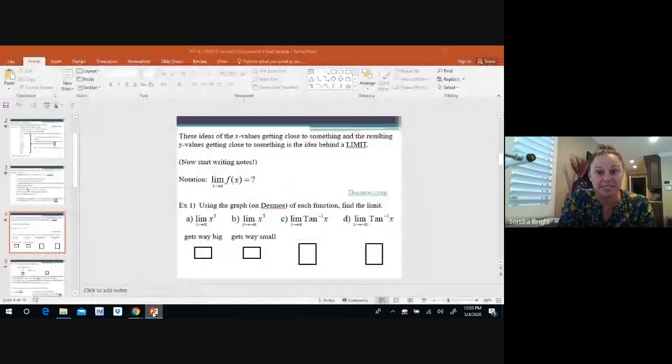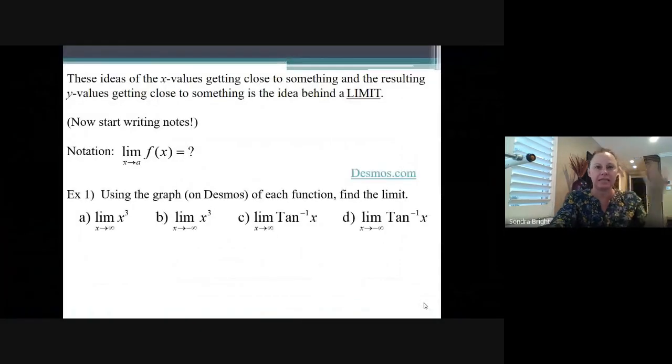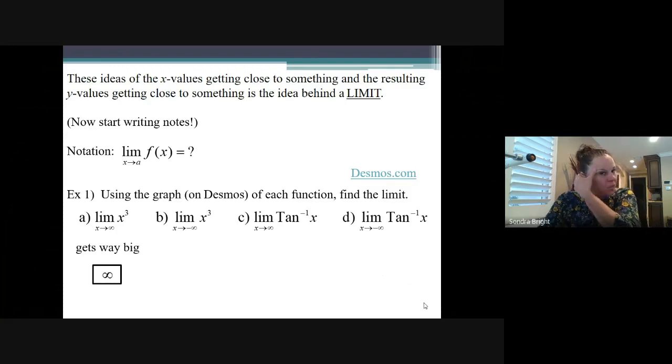So what are the limits? Remember, the answer to a limit, when they ask you what's the limit, your answer is a y value. So the limit as x approaches infinity for x cubed, it's getting super duper big, infinity. What about as x approaches negative infinity? We say it gets way small. I don't like that word. It's actually getting very, very large, but in the negative direction. And so negative infinity.